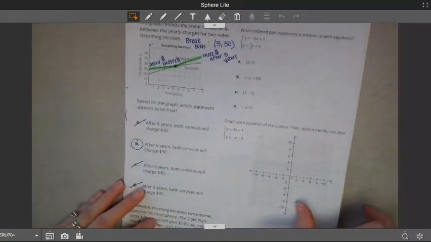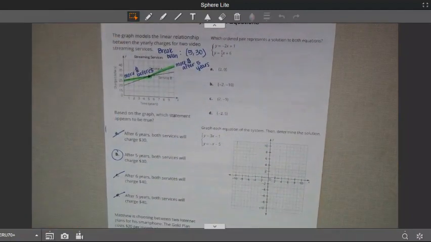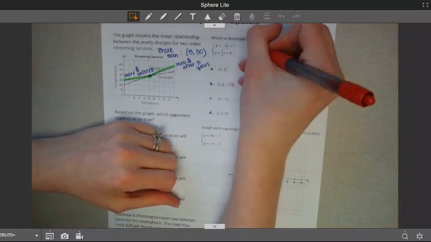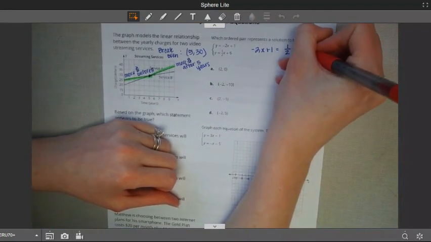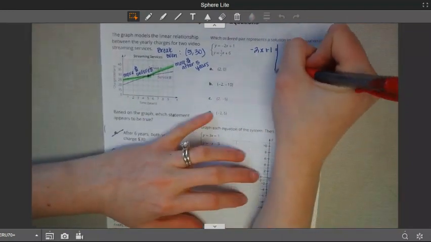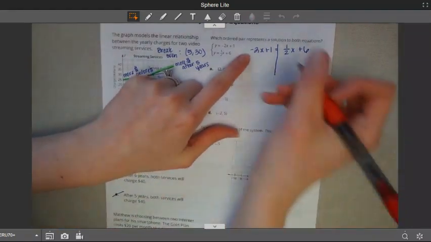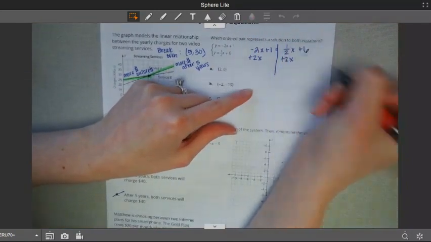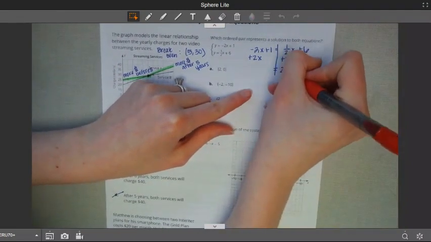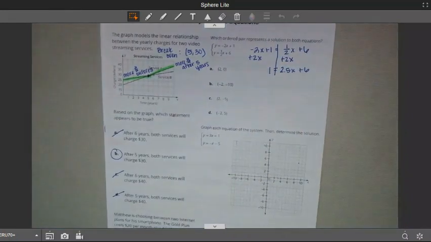All right, we'll go this direction. Which ordered pair represents a solution to both equations? To find the solution, I'm going to set them equal to each other. So I'm going to say negative 2x plus 1 is equal to 1/2 x plus 6. Solving equations, there's nothing to distribute, so I'm going to go straight to moving the smaller variable. The smaller variable in this case is -2x, so I'm going to add 2x to both sides. Well, 1/2 is 0.5, so I'm going to rewrite this as 2.5x plus 6. And then that's equal to 1.